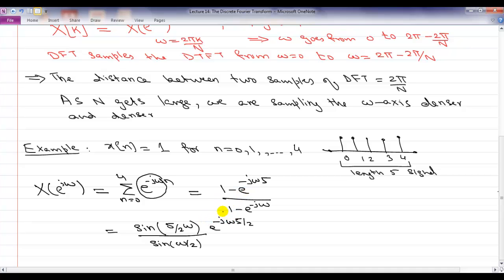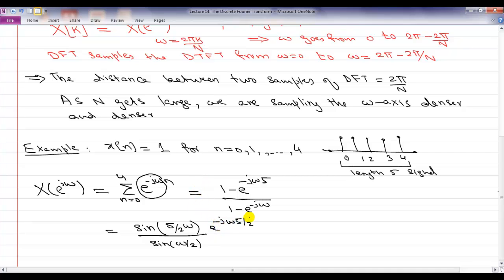So this is something that you have seen before. You have a signal which is nothing but a box signal. Now the DTFT of a box signal is this sine over sine form. So this is what we recover. It, of course, cannot be a sinc, because the DTFT is periodic. So it has to be sine over sine, which is periodic.